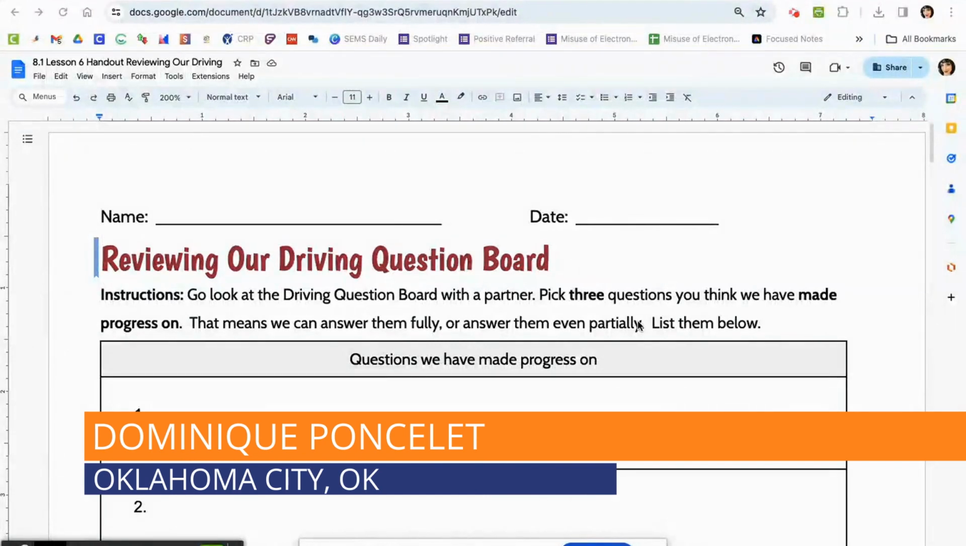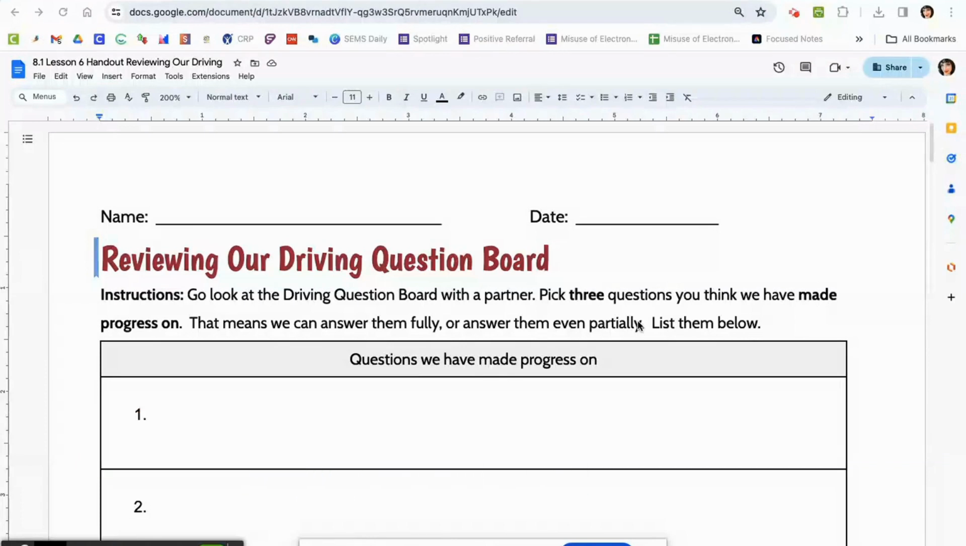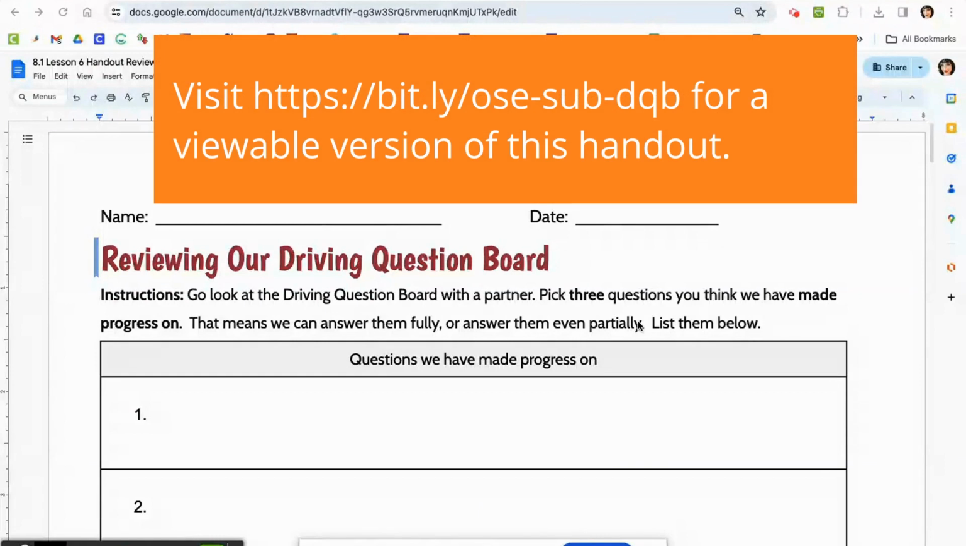I'd like to share a strategy I use when there's a guest teacher in my classroom. This assignment asks students to review our driving question board. This strategy requires minimal prep and can be used with any unit, maybe even twice within a unit if needed.